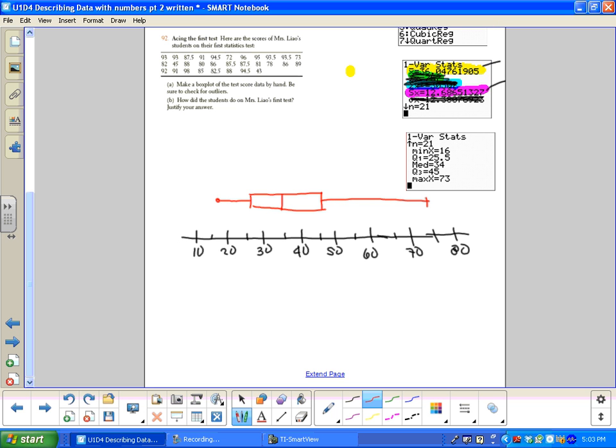So here's my minimum. Here is my Q1. There's my median. There's my Q3. And there's my maximum.